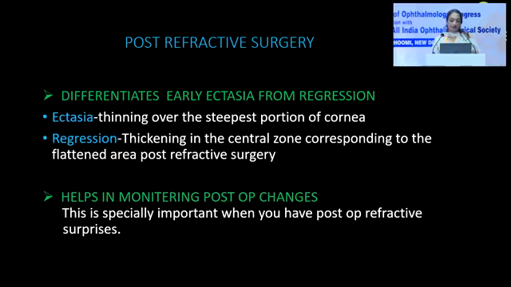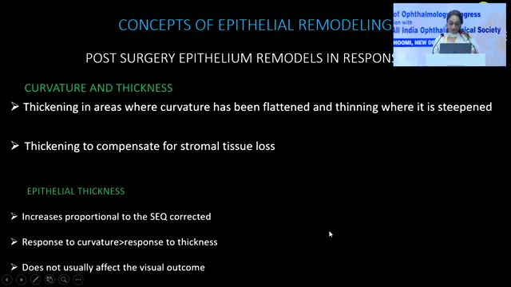So post-refractive surgery, it also helps in differentiating between early ectasia and regression. In ectasia, there will be thinning over the steepest portion of the cornea, while in regression, there will be thickening in the central zone corresponding to the flattened area post-refractive surgery. And it also helps in monitoring post-op changes, and this is extremely important when you have any post-op refractive surprises.